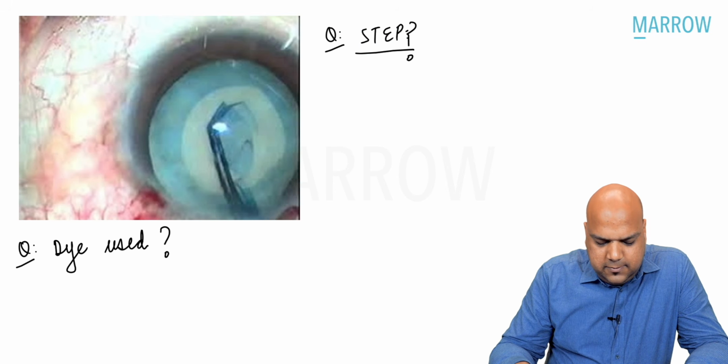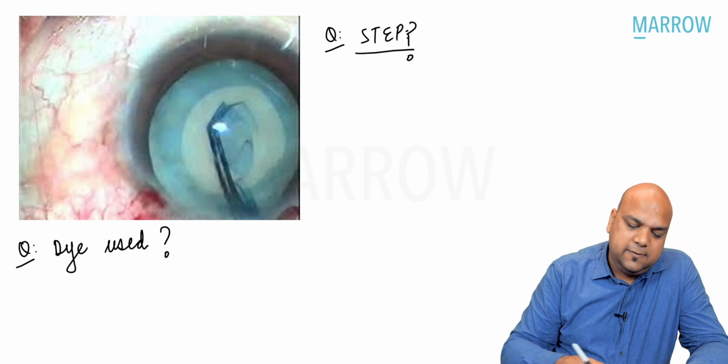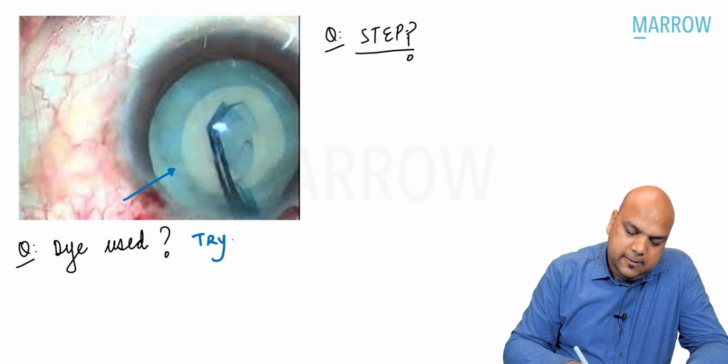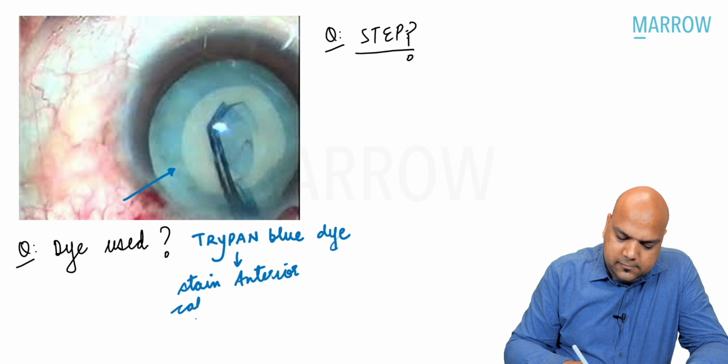Again, a phacoemulsification image has been given to you. Which step is being done and which dye is used? First of all, let's see which dye. So we have used a blue color dye. What is the blue color dye? All of us know this. This is a trypan blue dye. What is the use of this trypan blue dye? This is used to stain the anterior capsule of lens.